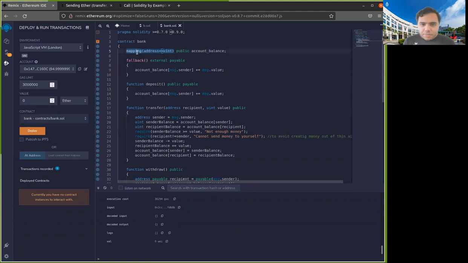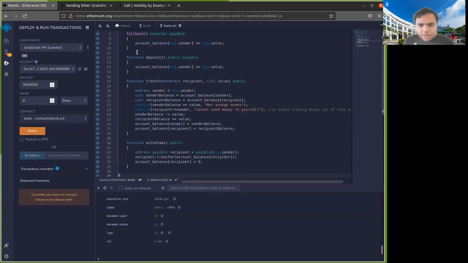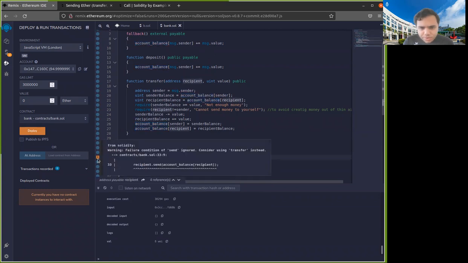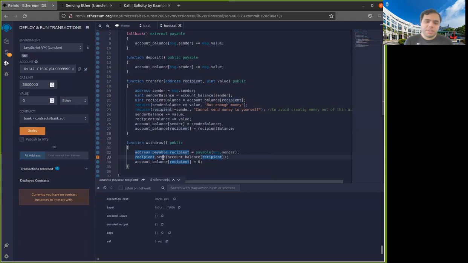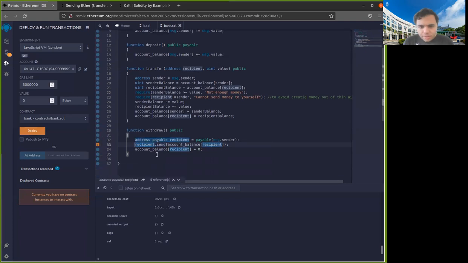So let's look at our bank contract. What our bank contract does is that it transfers money to the recipient, okay? And actually, I can do it using transfer or I can do it using send. It doesn't really matter for this particular example. I mean, it gives you a warning about what happens if send fails, that you're not checking the return value and so on, but anyway, it compiles.